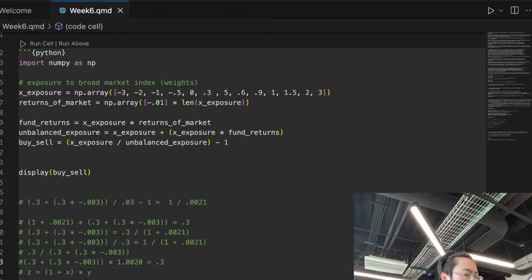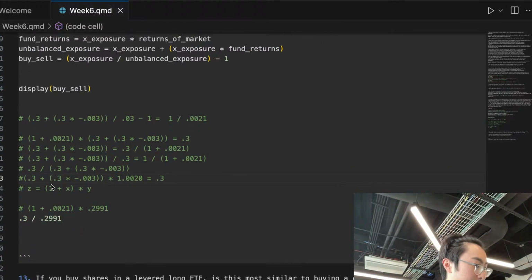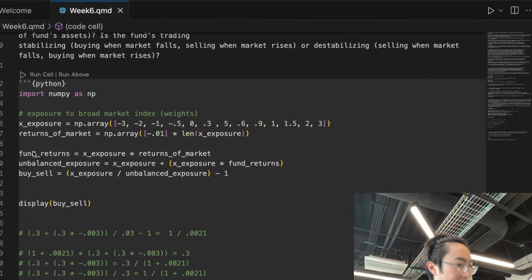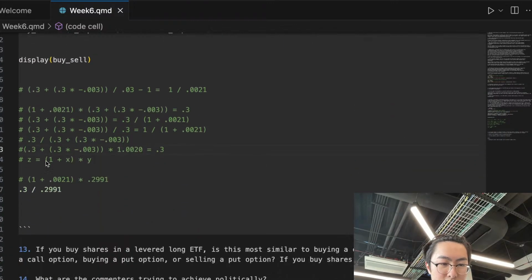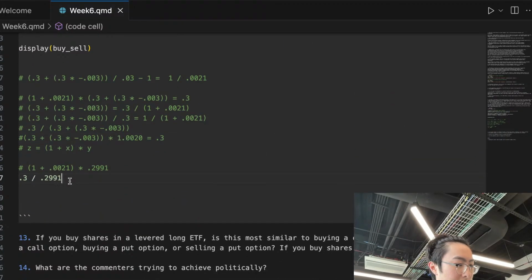All right. So I know that if you have a positive exposure more than 100%, and also if you have a negative exposure, then you're gonna have a destabilizing trading structure. So, man, okay. So I think.